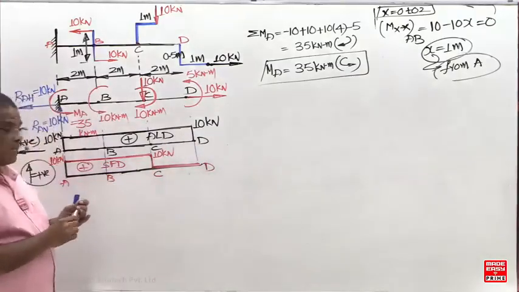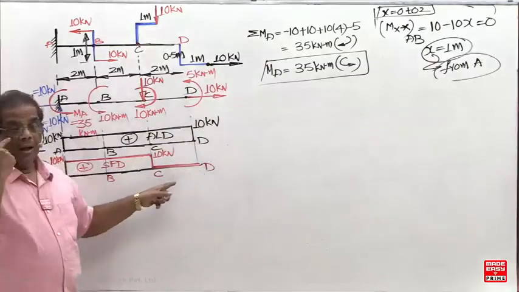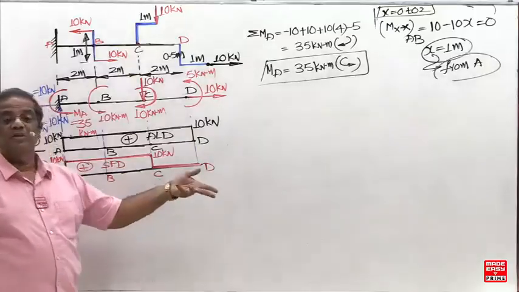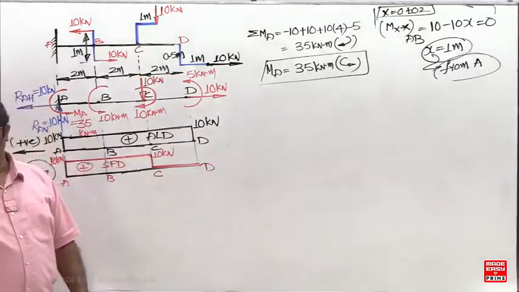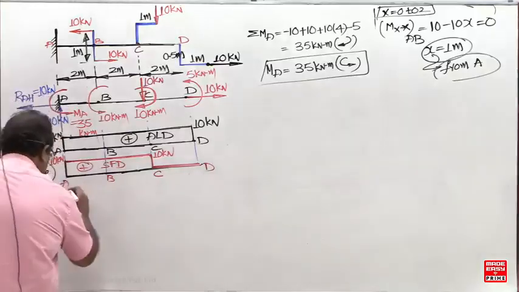So what is the conclusion from this SFD? Here to here shear force 0 means bending moment should be constant. Here to here shear force should be 0, meaning bending moment should be constant. Next, what about the BMD?